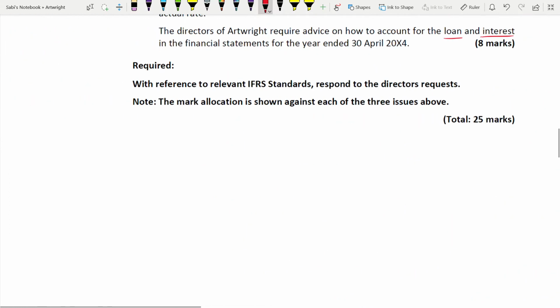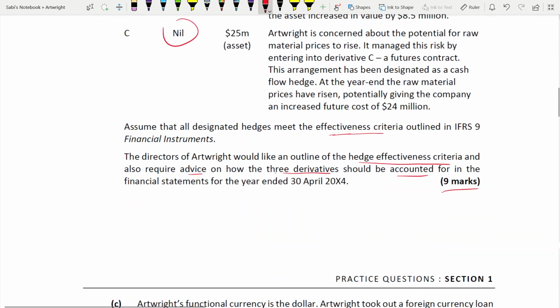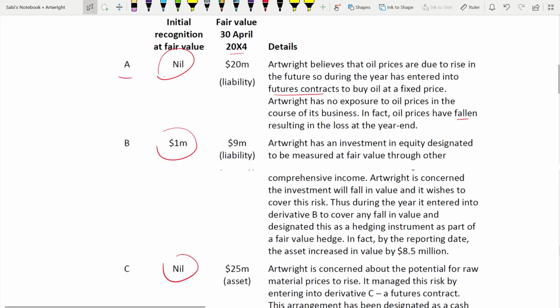How do you know it's speculative purpose? See, they believe oil prices are due to rise. This is something which is speculative, when you are betting that prices will rise, through which you can earn. So your motive is not to hedge due to some risk. Your motive is speculation. You want to earn profit.